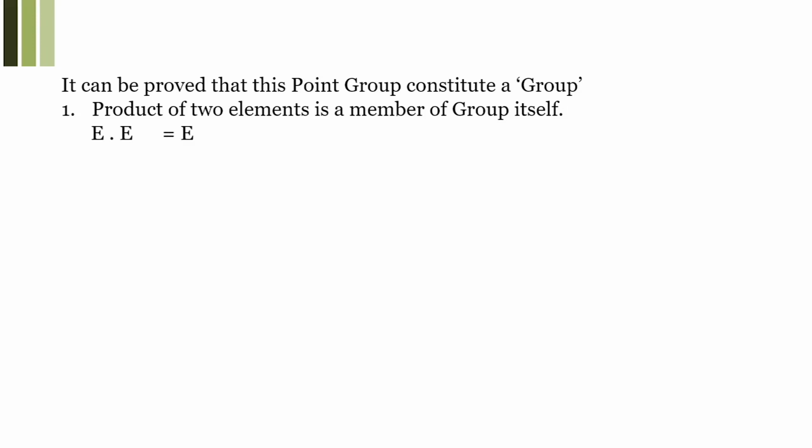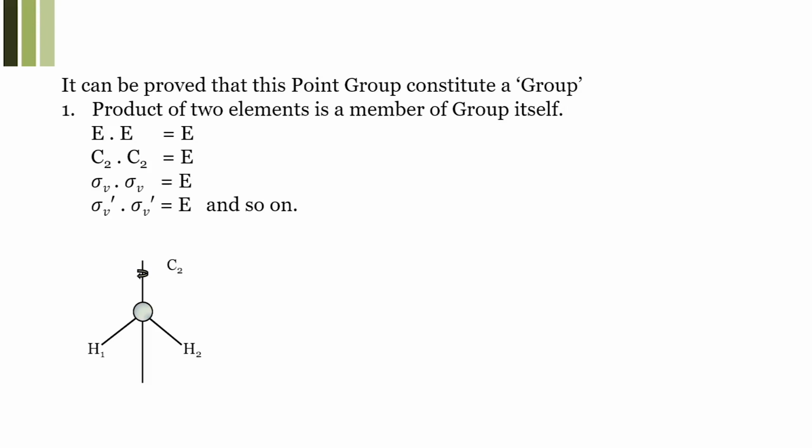It means if you take identity multiplied by identity, it is E. C2 into C2 is E, because rotation by 180 degrees followed by rotation of 180 degrees is a rotation of 360 degrees, which would again result in E. Sigma v done once is cancelled by sigma v done twice, it becomes identity, and so on. So the product of the elements is present in the group.